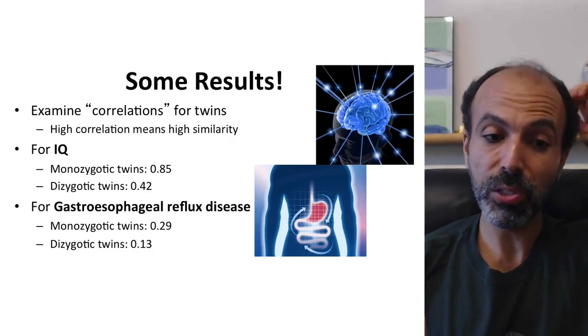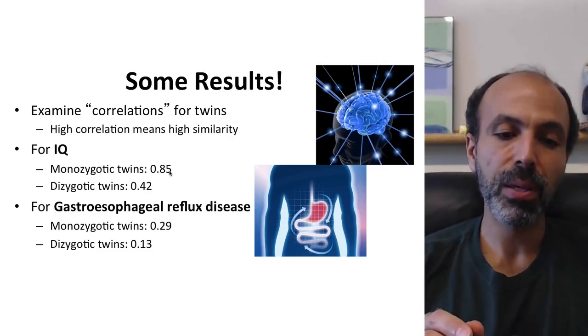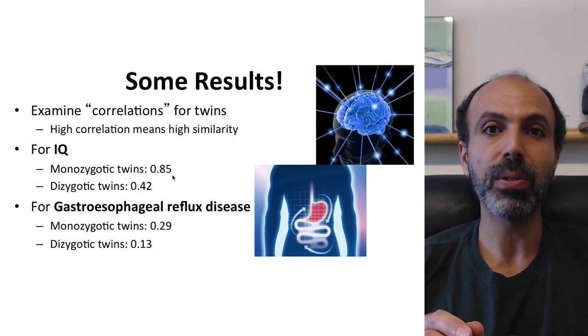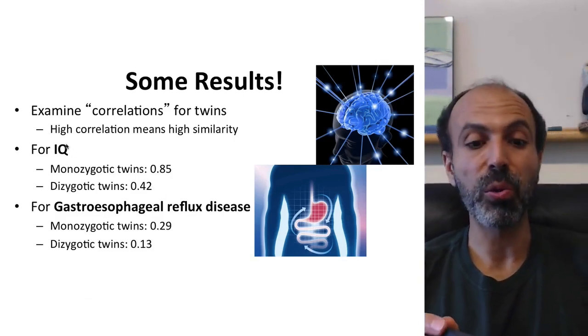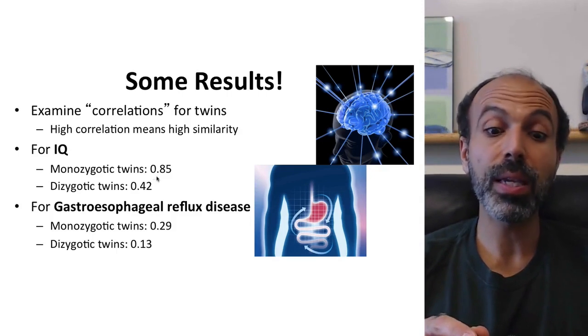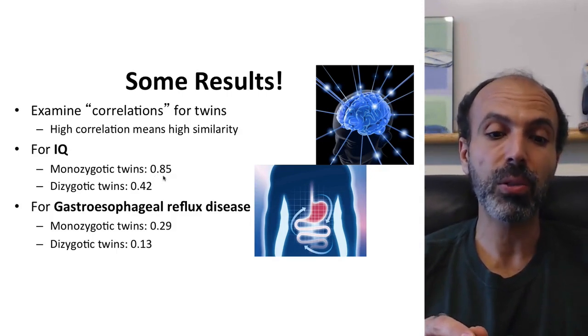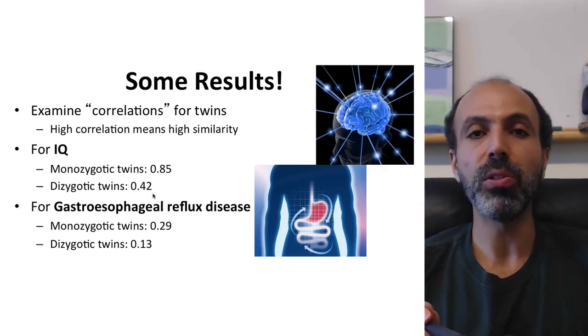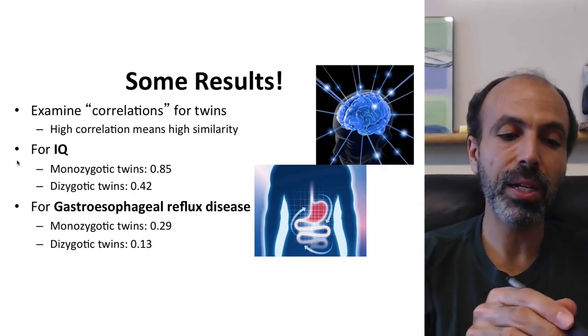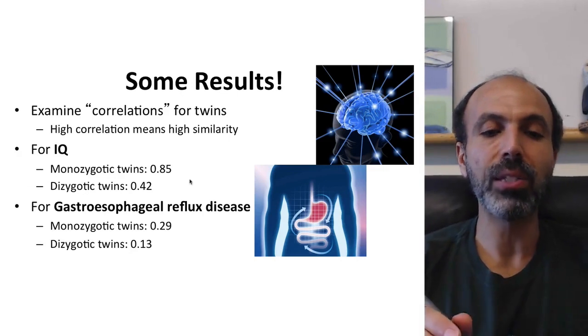Well, if we look at correlations with twins, we often see this difference between monozygotic twins and dizygotic twins. Here are a couple of examples. One is for IQ, or the supposed intelligence coefficient, that monozygotic twins tend to score very similarly on these tests. The correlation is 0.85, whereas dizygotic twins have a correlation of 0.42. This suggests there is a genetic component to what is measured here as IQ.